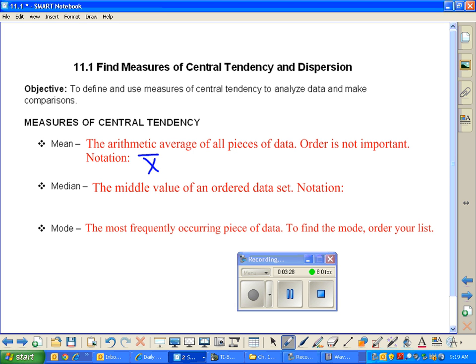The median, like a median on a highway, is just in the middle of the road. A median is a middle value in an ordered set of data. So you have to put the data in order first and then find that middle value. I have a question for you though. What do you do if the data set has an even number of pieces of data? Do you remember how to find the median?